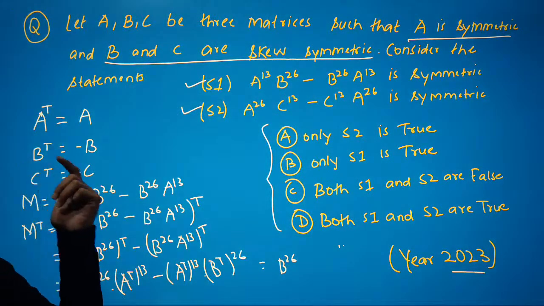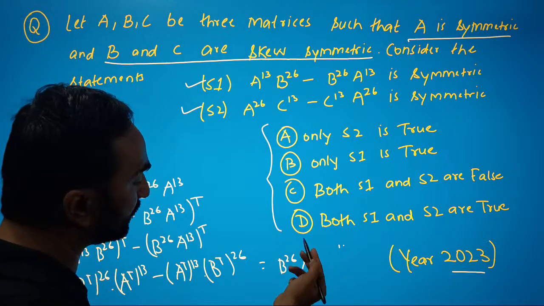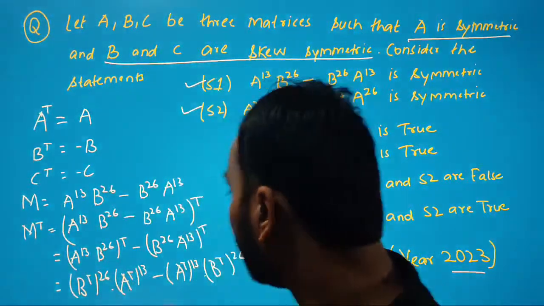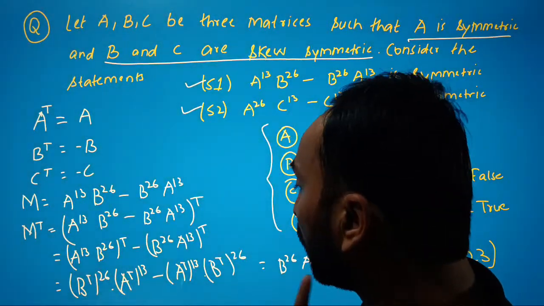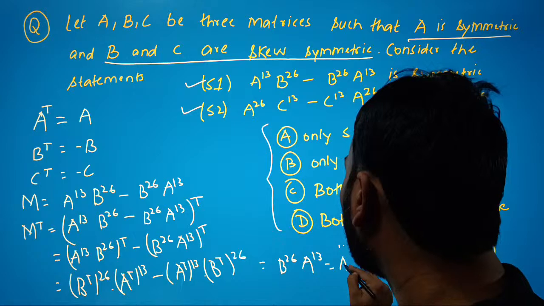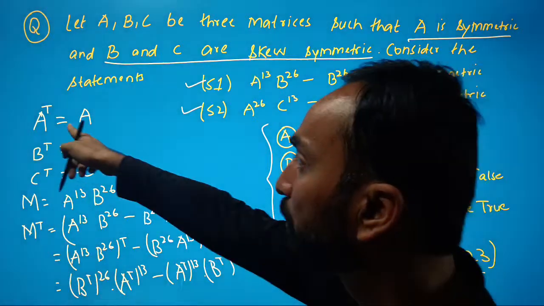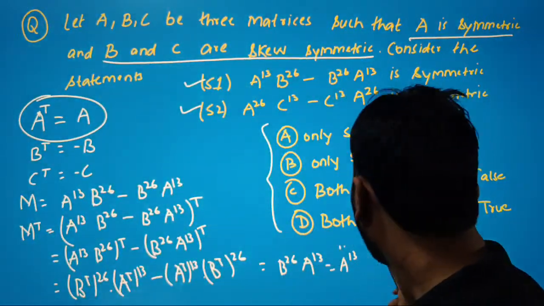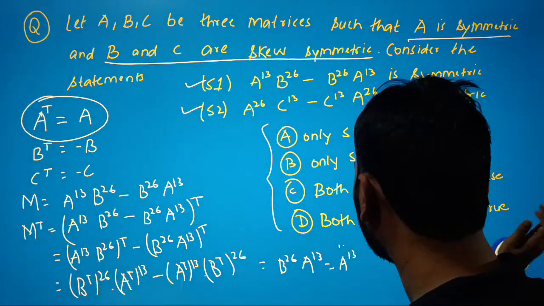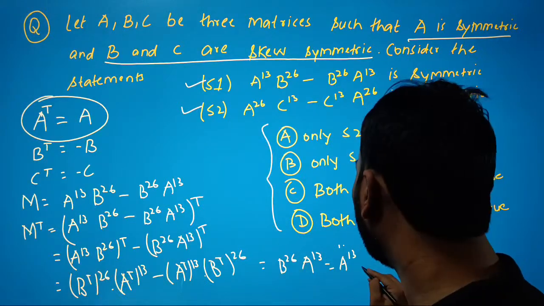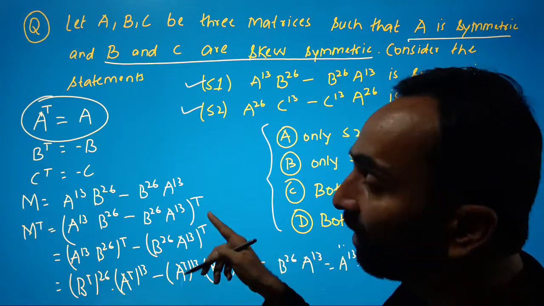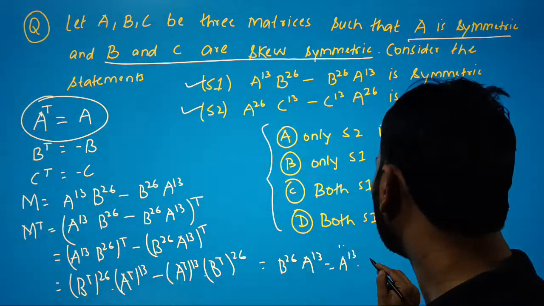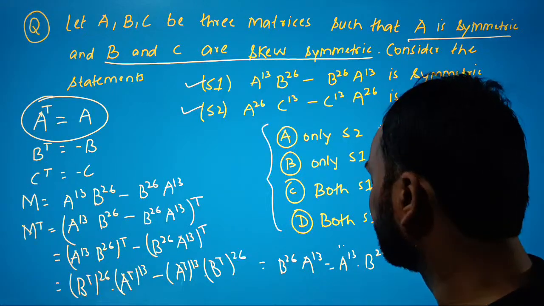And A transpose is equal to A only, so (A transpose)^13 I can write as A to the power 13, because from the question it is given that A transpose is equal to A. And finally, B transpose is minus B, but minus to an even power is equal to B to the even power, right? So we can write it as (B transpose)^26 equals B^26.